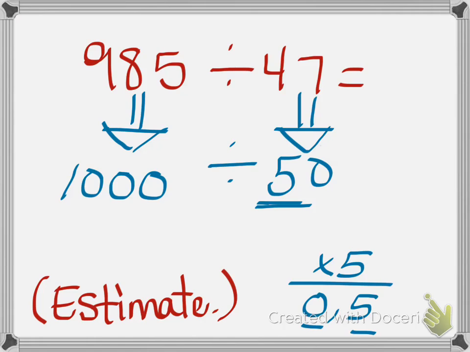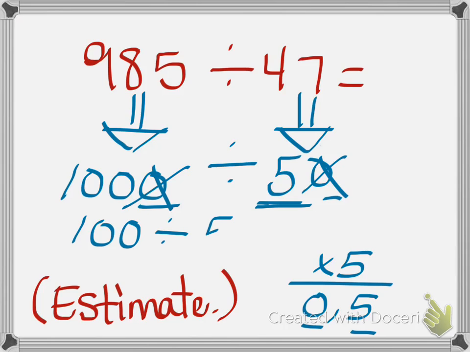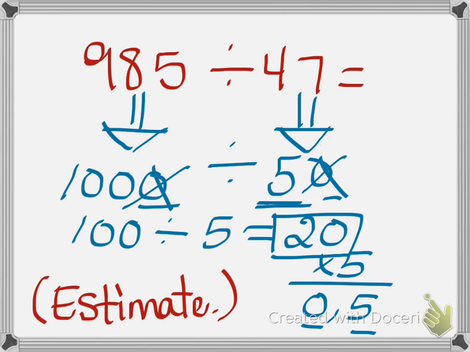Then because both of these numbers have zeros on the end, I can take off one of the zeros, divide by 10. Now I have 100 divided by 5. That kind of reminds me of money. If I had 100 cents or $1 and I divide by nickels, how many nickels would I get? I know that there are 20 nickels in $1. So it's going to be close to 20.